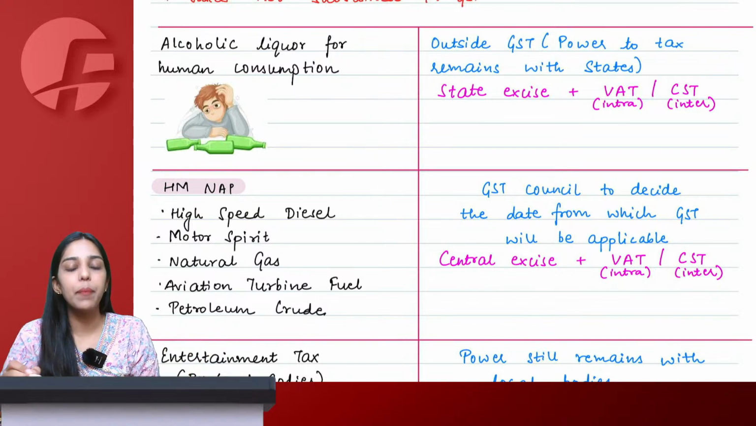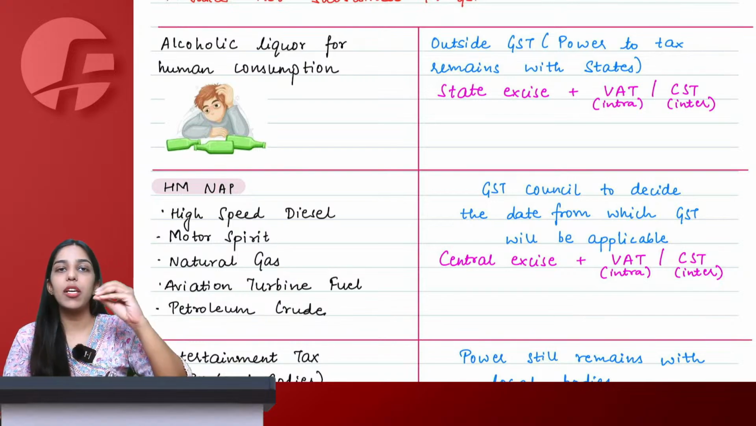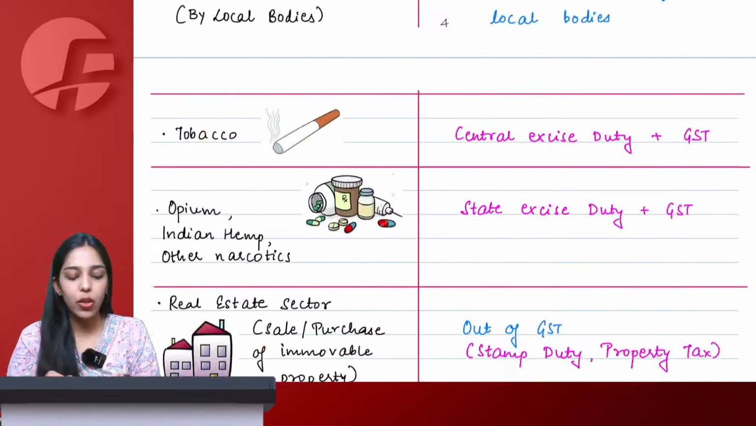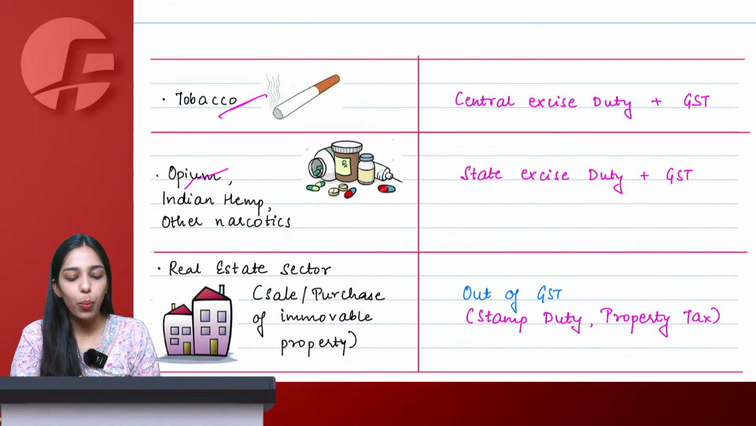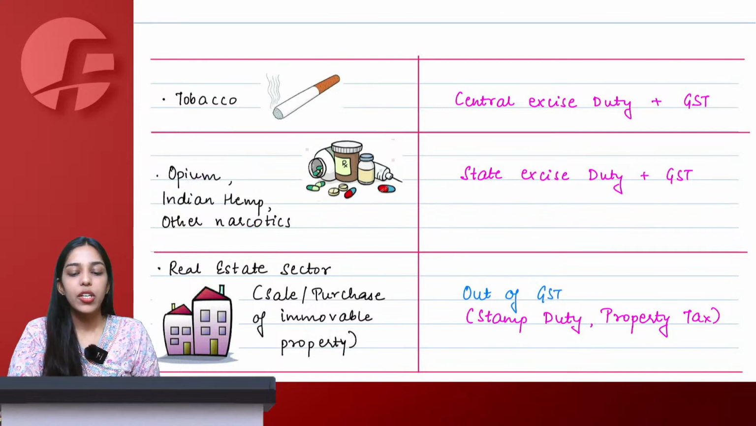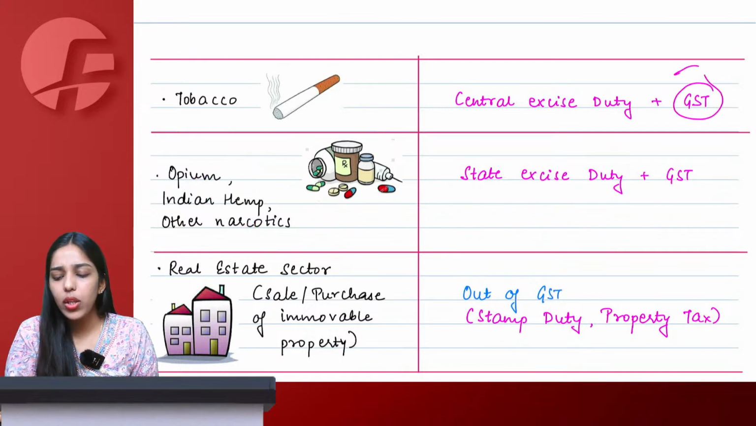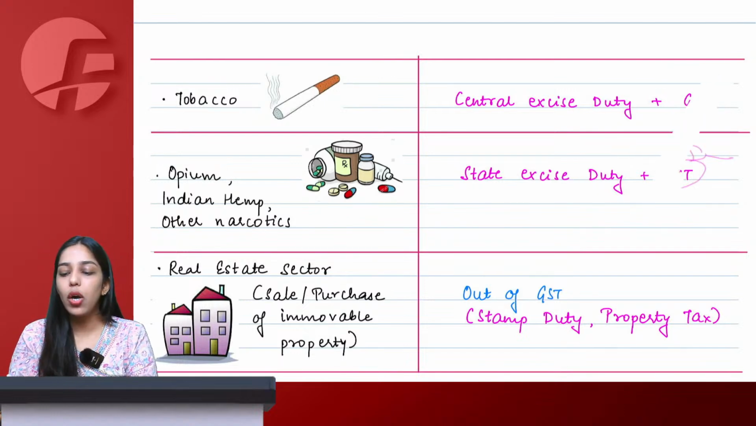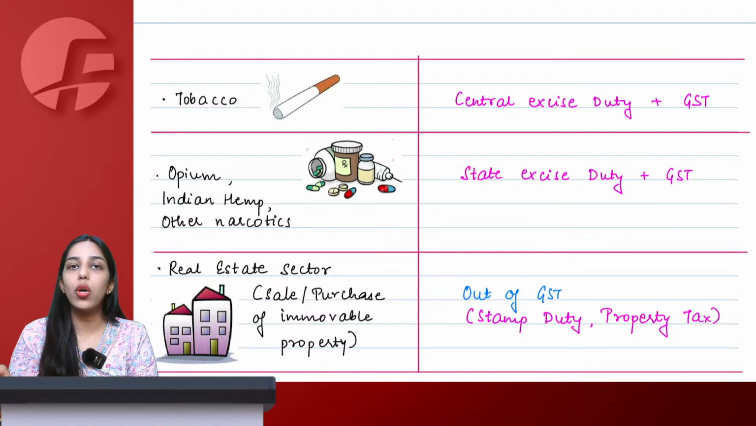Alcoholic liquor and the HNAP products. No GST means manufacturing excise and sales VAT is levied. But if I talk about tobacco and drugs, tobacco and opium, Indian hemp, narcotics, basically drugs, on these things GST is levied. On sales of these items GST is levied, but government has not discontinued excise on them also.